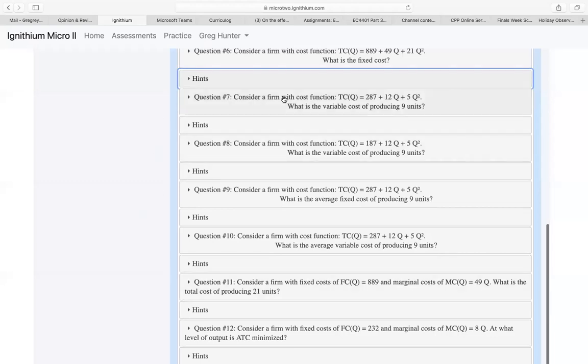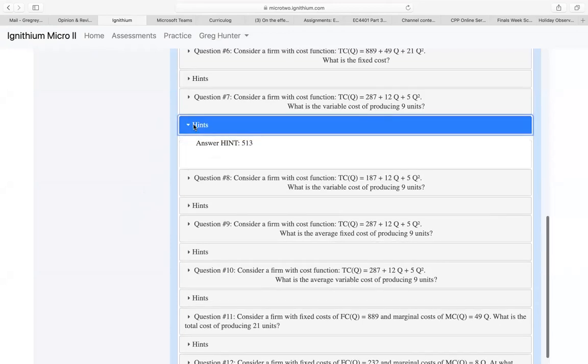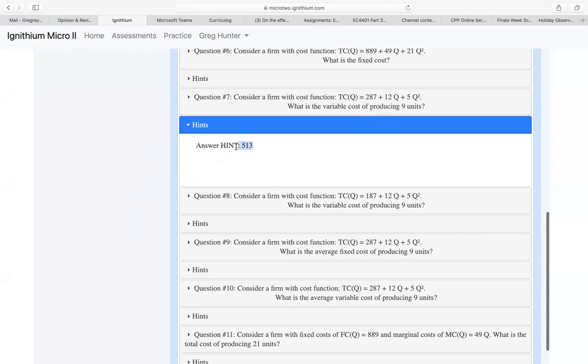Okay, so number 7, Brian, what'd you get? All right, I got 513, and I solved it by just focusing on the ones that have Q, because that would be the variable cost, and I plugged in 9, and I ignored the fixed value. Yeah. And you can do this a lot of different ways.